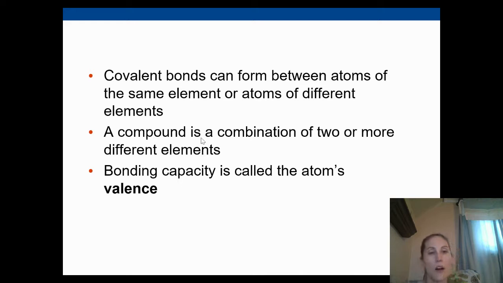Okay, so this is what we said. So a compound has 2 or more different atoms, as opposed to just a molecule. So when you look at that CH4, that methane, or water, they just have to be different elements. And then the bonding capacity is called the atom's valence. So what would it form and why would it form that?